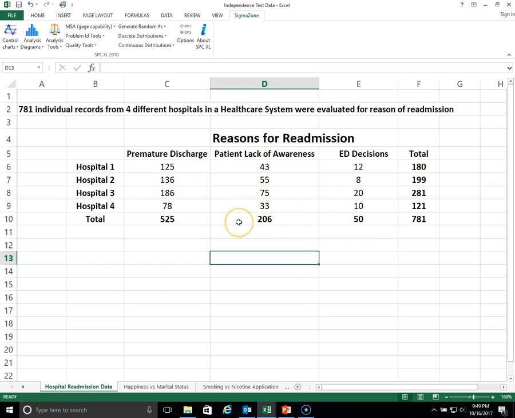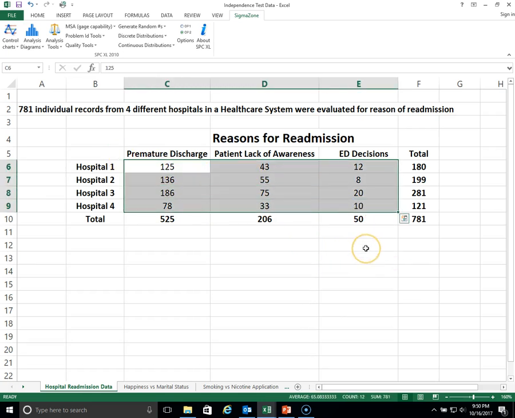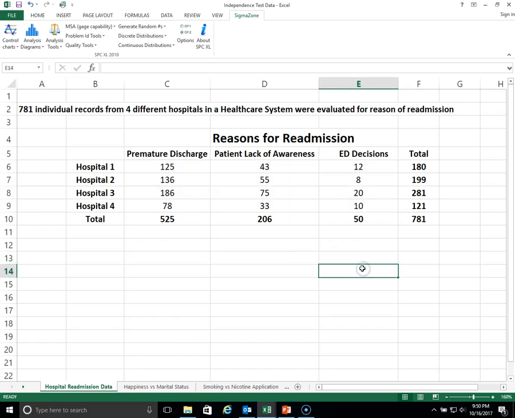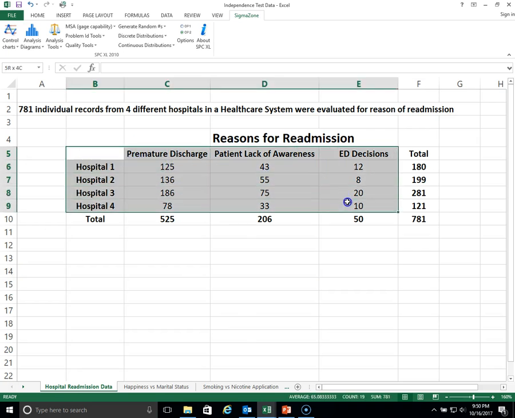We have 4 times 3, 4 rows, 3 columns, 12 numbers, and these are the numbers that we would have to garner to put into the software. Like I said before, the reasons for readmission can go down the side, the 4 hospitals can go across the top. It does not matter as long as we have the cross classification counts correct for each cell in the matrix. So we're going to do the independence test here, and we're going to highlight this data.